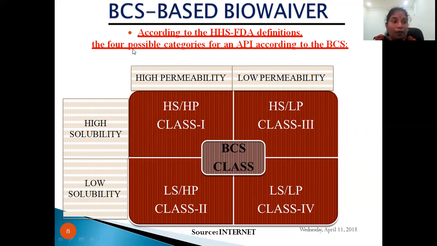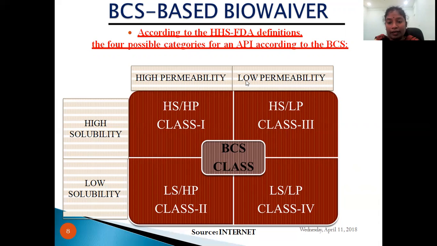BCS is nothing but the Biopharmaceutical Classification System. So what are those classes? We will discuss in this slide. Class 1 is where the solubility is very high and the permeability is also very high. Those drugs we consider as class 1 drugs.